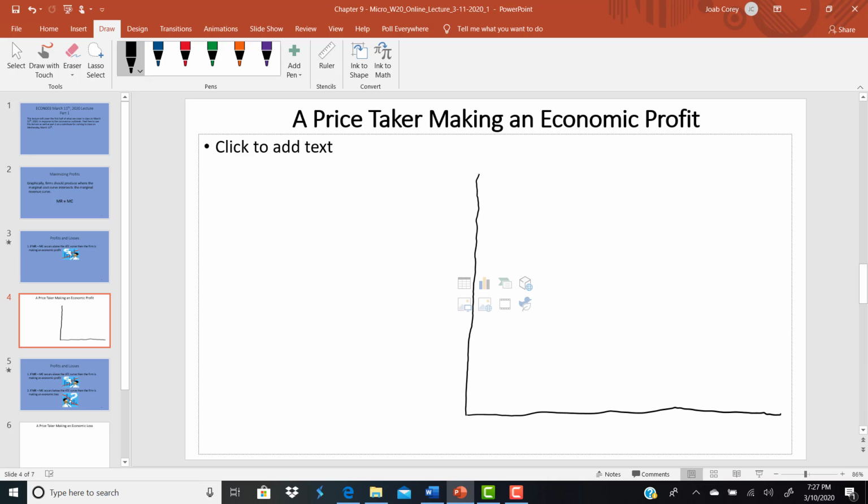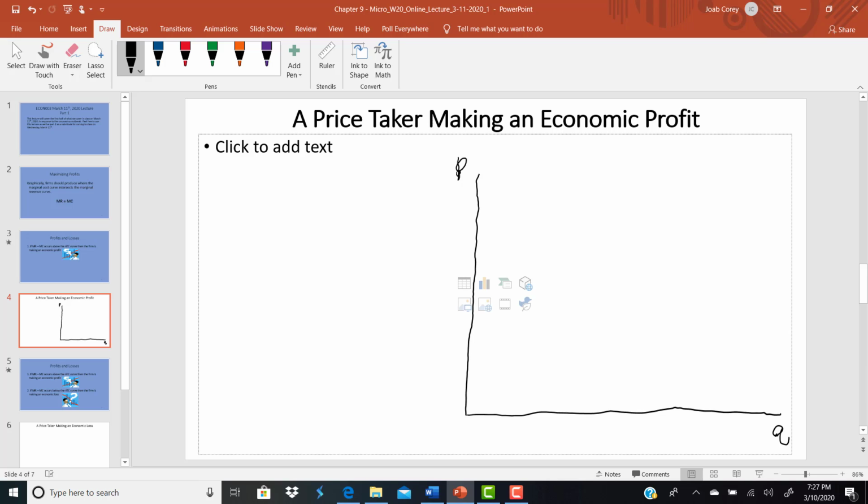So there's our graph, right? So we're talking about a price taker making an economic profit. Please notice that I put the heading of the graph in the slide so that I can help you keep them straight in your notes. Now remember that we're talking about the demand and the price and quantity of an individual firm and not the entire market. So we're going to be using lowercase letters here. So this is going to be a lowercase p on the vertical axis. And then we're going to have a lowercase q here on the horizontal axis.